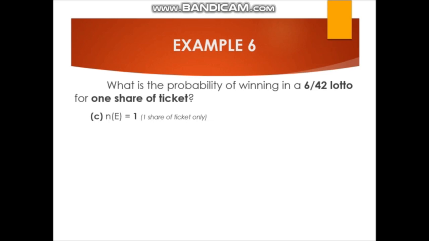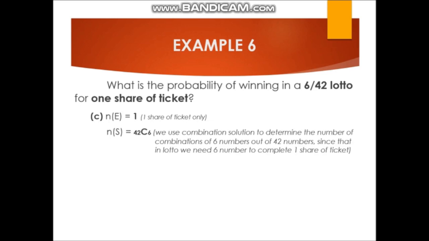So, in this case, we have here the concept of combination. We have 42C6, which is equal to 42 factorial divided by 6 factorial multiplied by 42 minus 6 factorial. So for the numerator, we have 42 times 41 times 40 times 39 times 38 times 37 times 36 factorial. Nag-stop ako sa 36 factorial kasi there is a possibility na meron siyang katulad na value sa denominator.